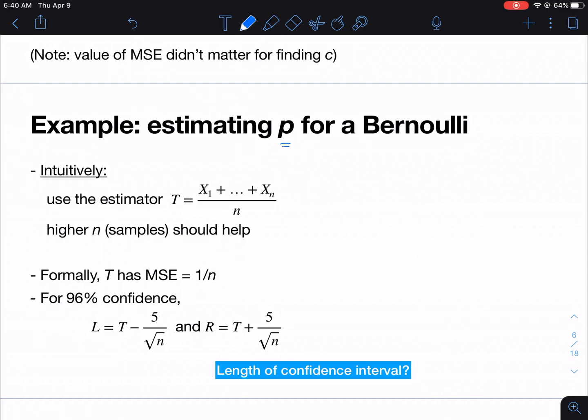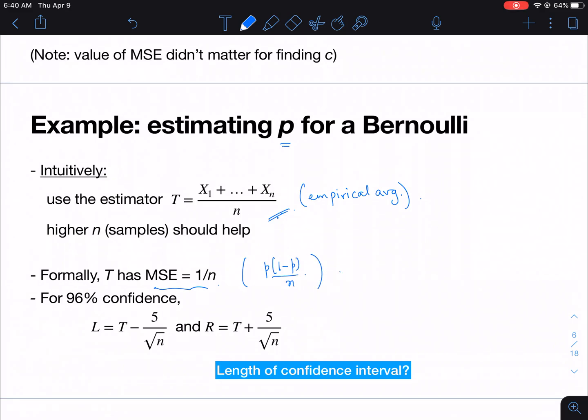Last week, what we saw, which is kind of nice about estimating the Bernoulli, is that the natural estimator T is the empirical average of the samples. This empirical average estimator using n samples has a mean squared error that is roughly 1 by n, so less than or equal to 1 by n. In fact, it's exactly equal to p times 1 minus p divided by n.